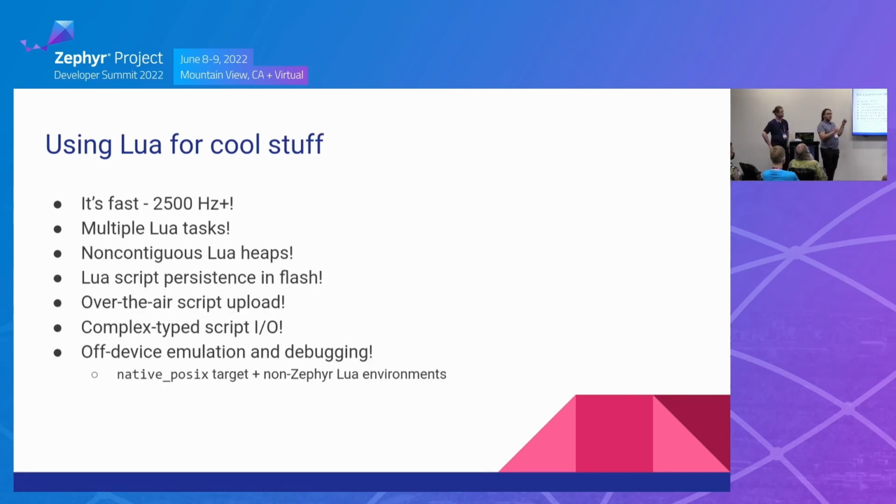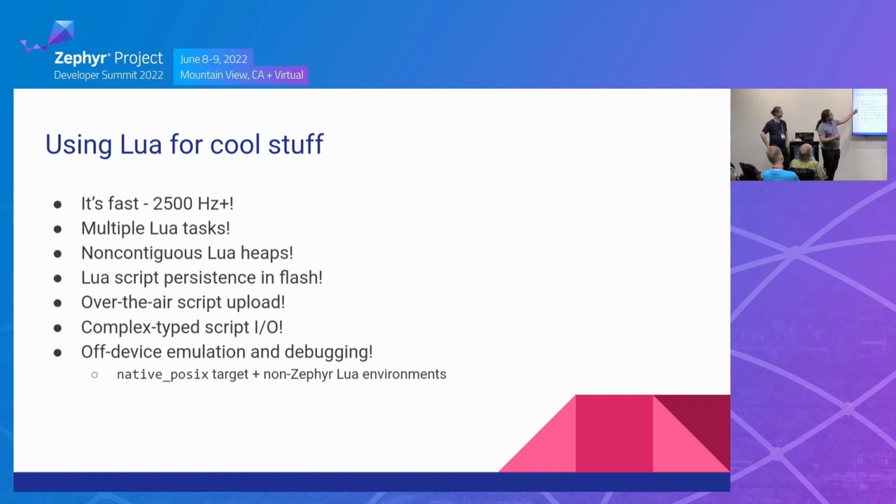So now that we've got sort of the hard part out of the way, you can use Lua for fun stuff. You can have multiple tasks. Even if you have multiple tasks, it's really fast. You can run two tasks on an nRF52840, 64 megahertz M4, and get kilohertz out of them in terms of their update rate if you're not doing a whole lot.